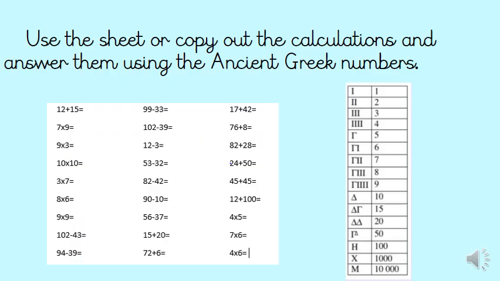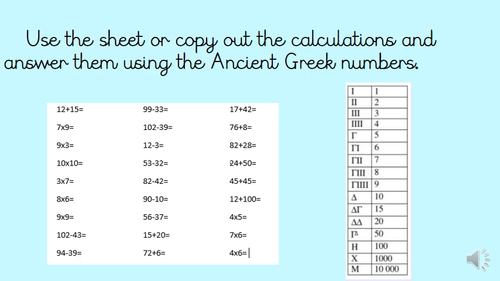Here's your main task. These questions are also on a sheet on the website that you could print out, or you can just copy out the calculations and write the answers in your workbook or on some paper. Your task is to work out these calculations. There's some addition, some subtraction, and some times tables. Work out the answers using our number system, and then translate the answers into ancient Greek numbers to test your knowledge of those. Look at the chart over on the side to help you.